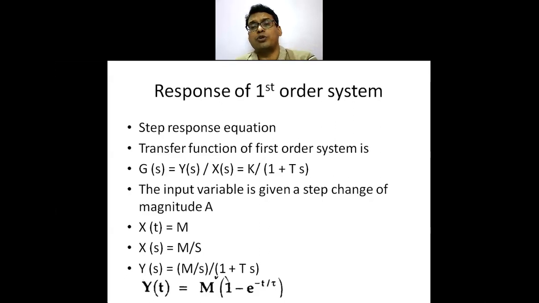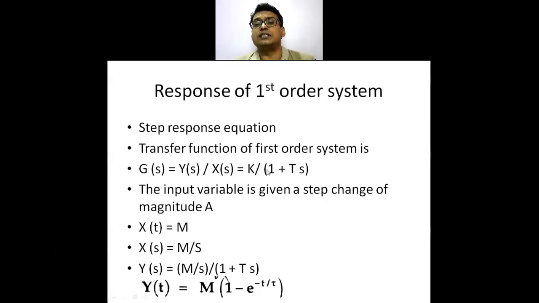The output will be different for each, because the inputs are different, so the output will also be different. Now the response of the first order system. For the first order system, the transfer function is the same, it is not going to vary. The transfer function G(s) is equal to Y(s), the Laplace transform of the output deviation variable, over X(s), the Laplace transform of the input deviation variable. And this becomes equal to K upon 1 plus tau s.